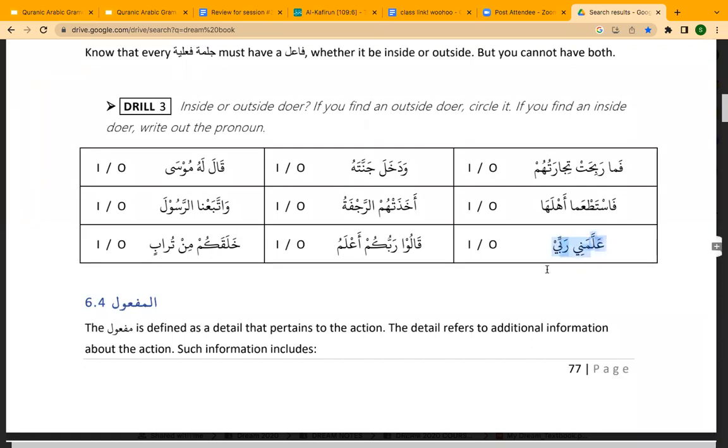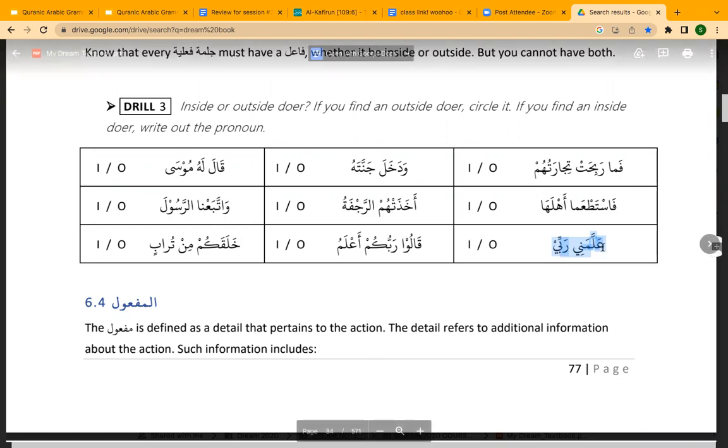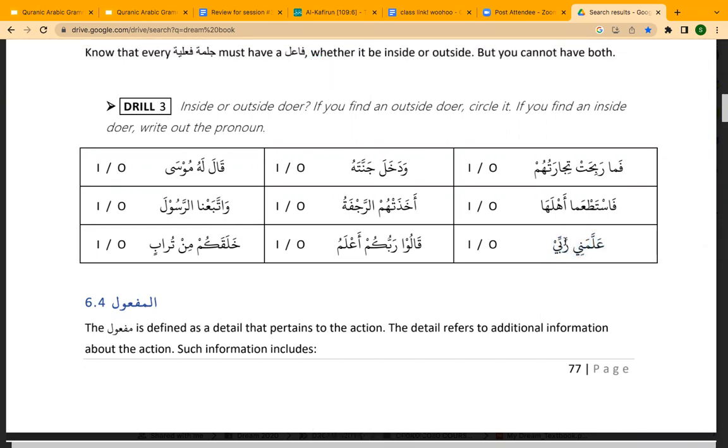Rabbi, what do you think about this construction? Rabbi, idafa. My Rab taught me, right? So can Rabbi be an outside doer? Now, everyone agrees with that?